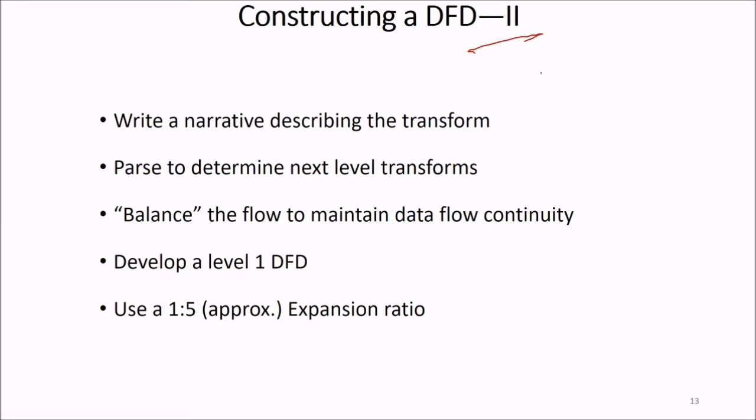Then you need to write a narrative describing the transform, and parse the narrative transform to determine the next level forms. For example, you need to balance the flow to maintain the data flow continuity you have chosen in level 0. So you have to maintain that continuity. Develop a level 1 DFD, which may have, say, a 1:5 expansion ratio, meaning if level 0 was 1, you can expand it to 5 more.